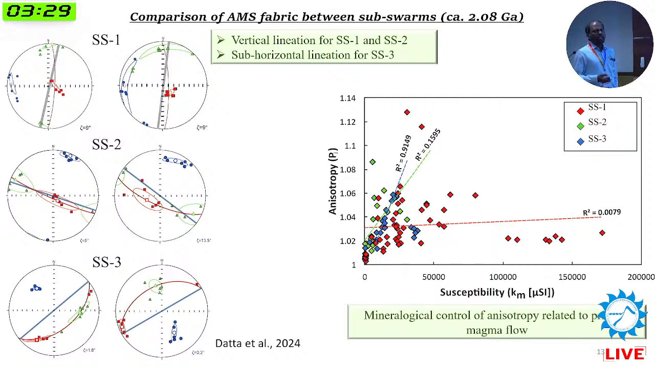We have also carried out an anisotropy of magnetic susceptibility study to understand whether the magma flow in these three subswarms was uniform or not. Interestingly, subswarm 1 and subswarm 2 show vertical magma movement, whereas subswarm 3 shows horizontal magma movement. By plotting anisotropy against susceptibility, we understand the primary magma flow is controlled by mineralogy rather than tectonic control.